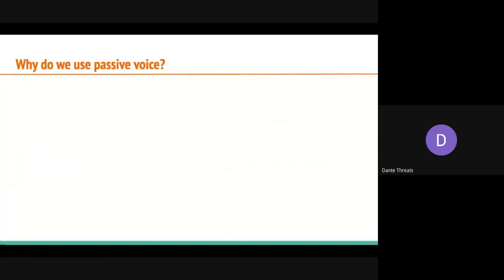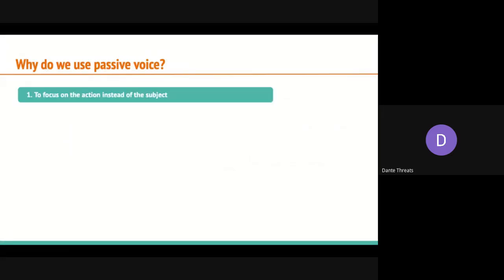Okay, so why do we use this passive voice? Okay? To focus on the action instead of the subject. So, for example, music is enjoyed by people all over the world. Okay? So, the focus is on enjoyment more than music. Okay?